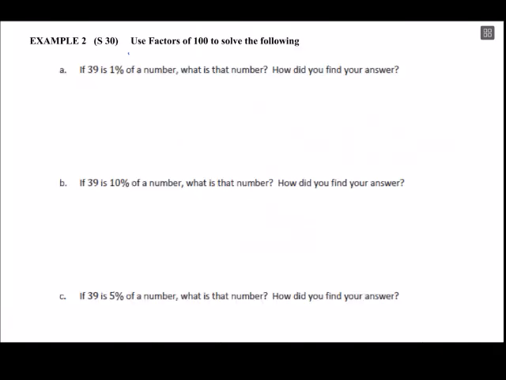Now let's do a couple of examples. So we are given that 39 is 1% of a number. We want to find another percent. So if we want to find 100%, how many 1% are in 100? Well, there's 100 of them. So I would take 39 times 100. There's 3,900 total in 100%.